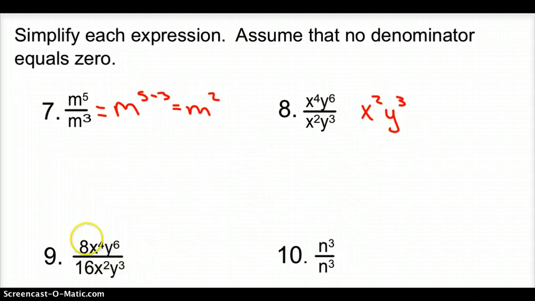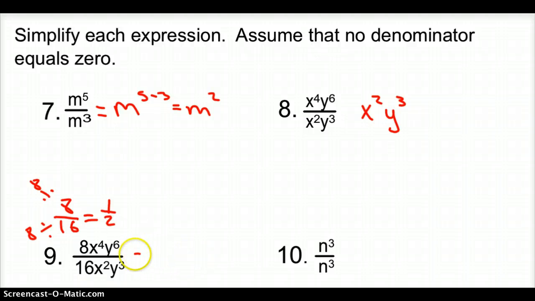Looking at number 9, now we have numbers. So starting with our numbers, if you just saw 8/16 just sitting there on a piece of paper, what would you do? You would simplify that to 1/2. How do we simplify that? By dividing out an 8 on top, dividing out an 8 on the bottom. So we are left with 1/2, and now x to the 4th minus x squared, so it's going to be x squared. And then y to the 6th minus y to the 3rd, so it's going to be y cubed.